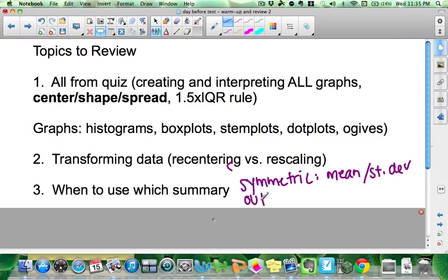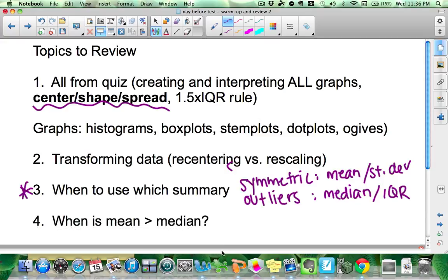If I have outliers or skewness, I should use median and IQR. Now I want to be clear here. If this whole idea of when to use which summary is the point of the question, it'll be pretty clear to you. It'll tell you something about the distribution, then ask which summary you should use and ask you to defend that. If the point is just for you to give center, shape and spread, then give whatever you can give. For spread, range is usually the easiest one to give, so give the range. It doesn't matter. If I'm asking a question that's trying to get at this topic, it'll be pretty clear.